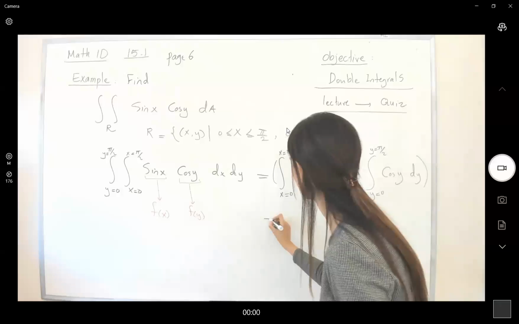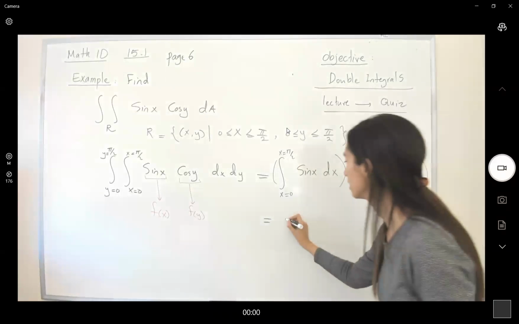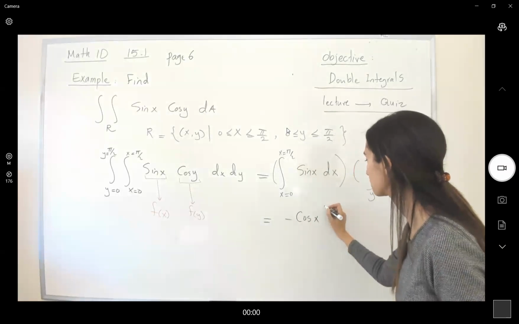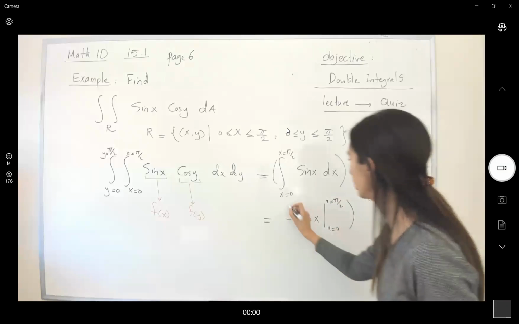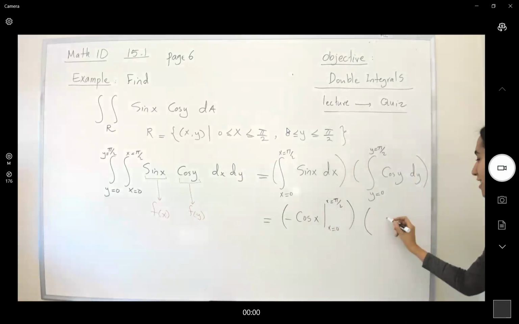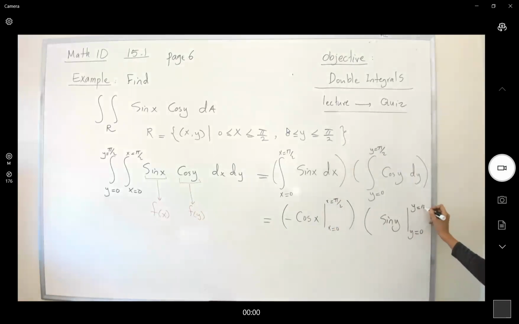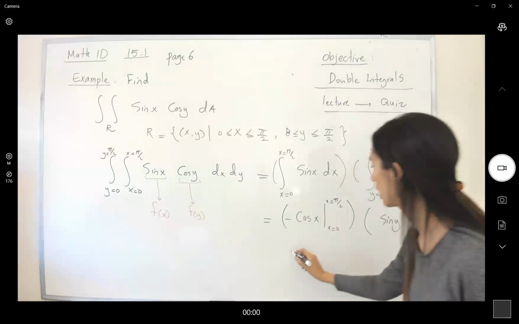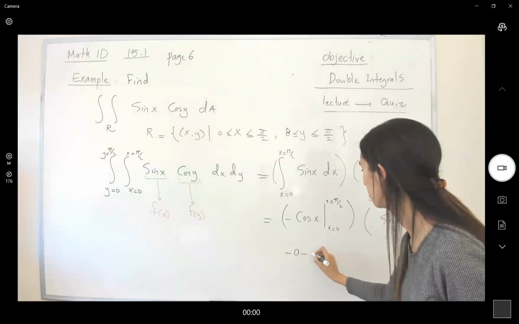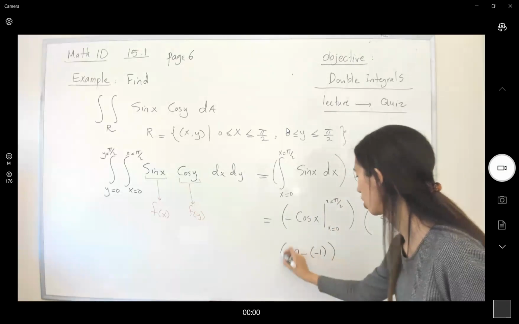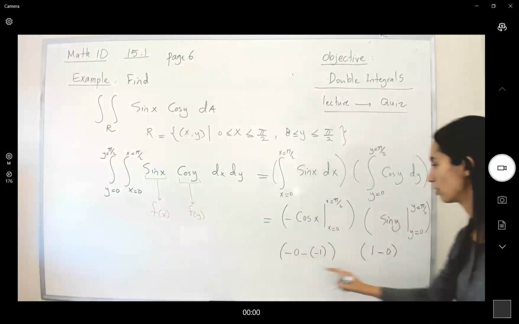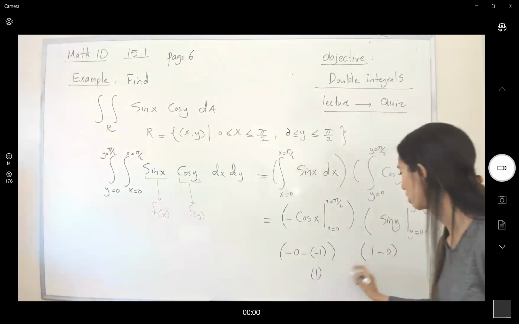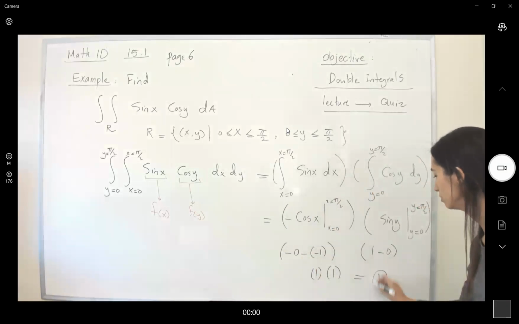Take a look at this. The integral of sine is negative cosine x, x ranges between 0 to pi over 2, times the integral of cosine y, which is sine y, and y ranges between 0 to pi over 2. So here you have negative 0 minus 1 times, here you have sine of pi over 2, which is 1 minus 0. Here you get 1 times 1, which is equal to 1.